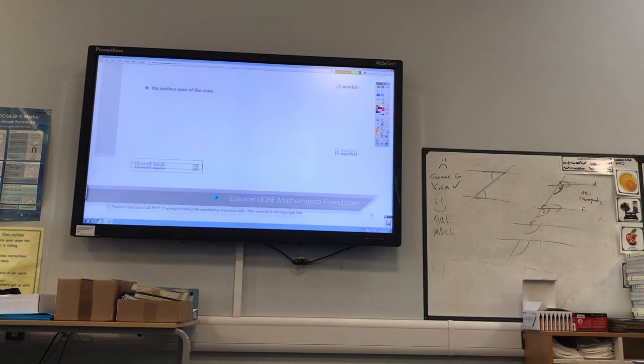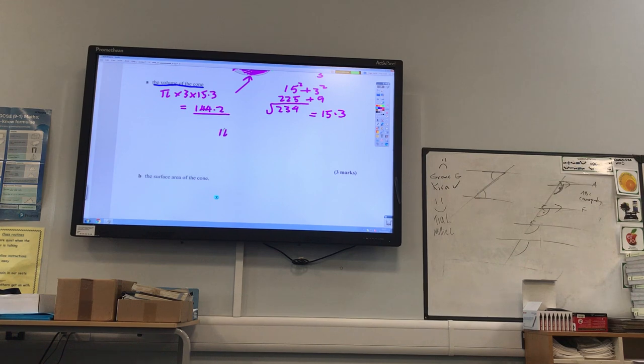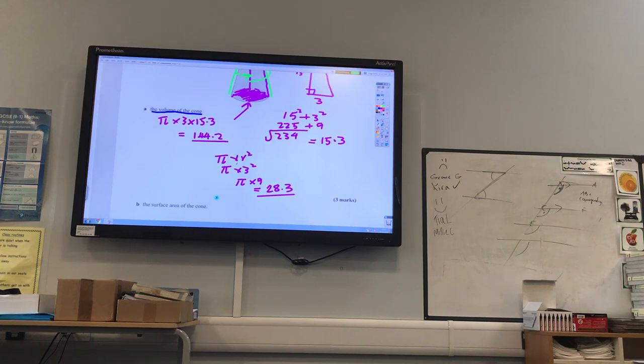The base is a circle, and the area of a circle is pi times R squared, where R was 3, so it's pi times 3 squared, so it's pi times 9. Okay, can someone type in pi times 9 for me? 28.3. So your base is 28.3. You've then got your curved surface area, apologies, curved surface area is 144.2. You add these two together, and that will give you your total surface area of the cone. So the surface area of the cone is 144.2 plus the 28.3, which is 172.5. Okay, that's your questions done.